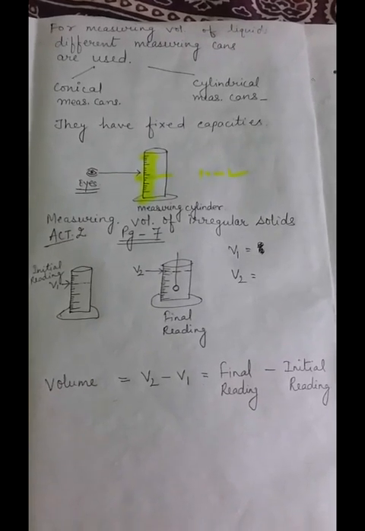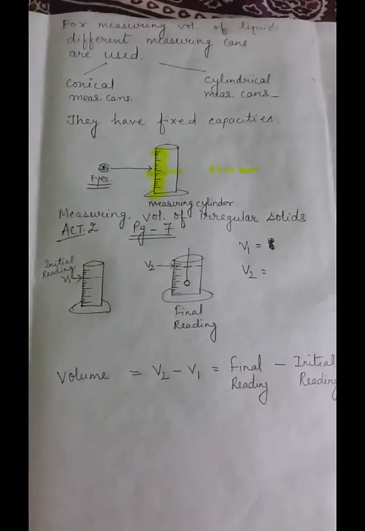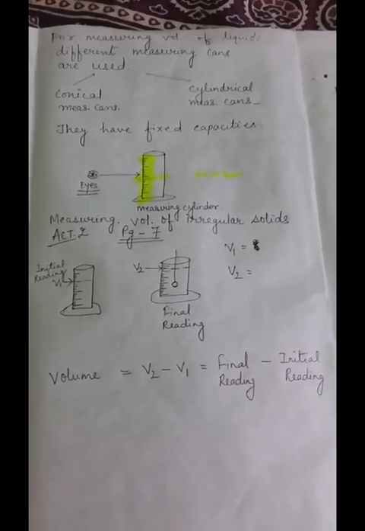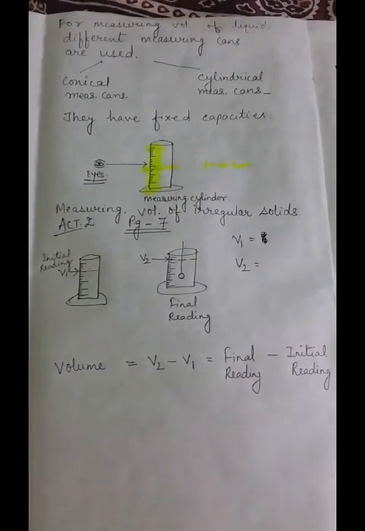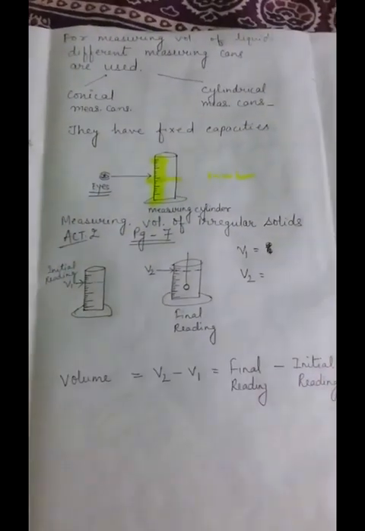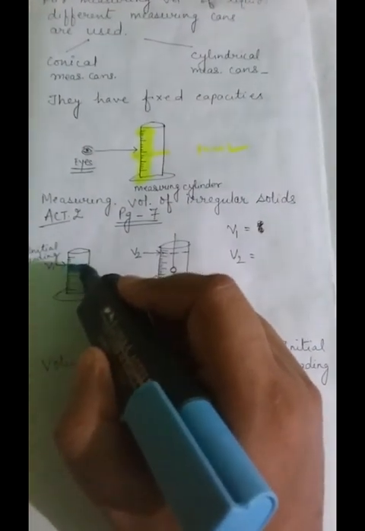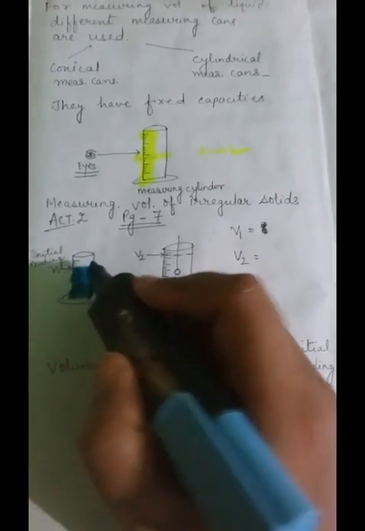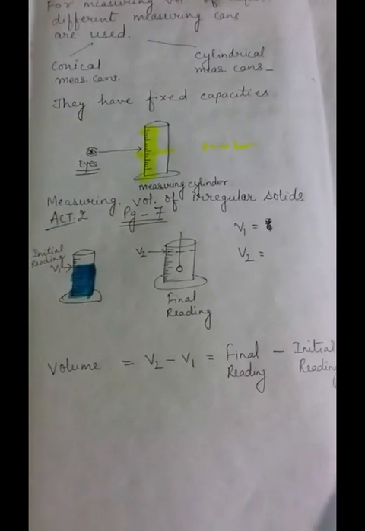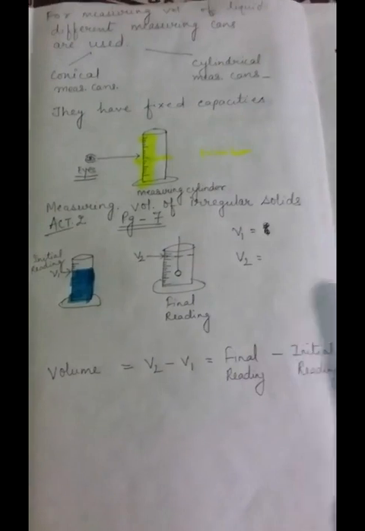Now we will learn how to measure the volume of irregular solids, which is given on page number 7 of your book, activity number 2. First, we will take a measuring cylinder and pour some water into it. So we have poured some water into it, and this is the initial level of the water, which is denoted by capital V1. This is the initial reading of the water.